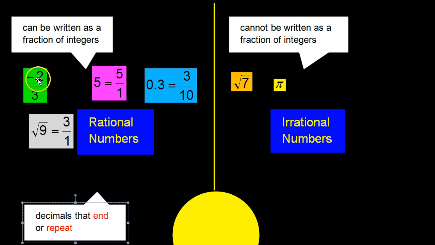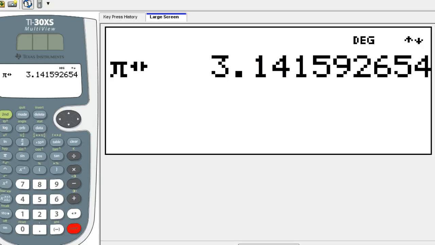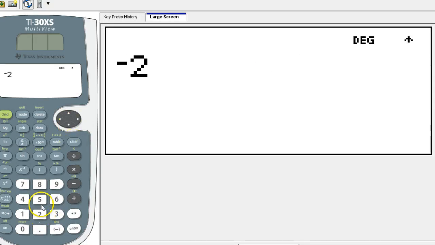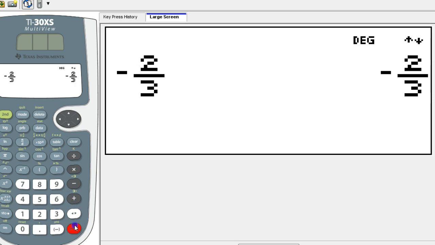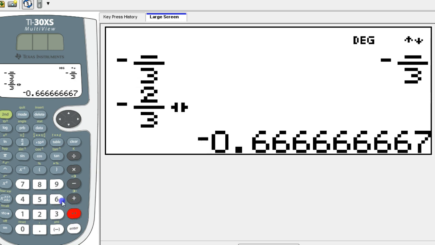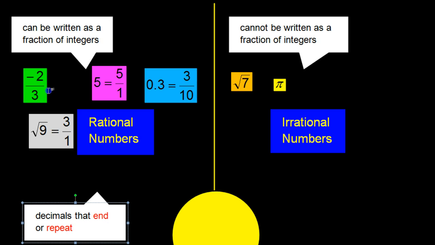What about the fraction negative 2/3? If we look at negative 2/3 in the calculator, let's toggle it so we can see it as a decimal. You can see that it is negative 0.6666666, and here the calculator rounded the last digit to a 7, but really it continues 0.666 forever. So this is 0.6 repeating. Okay, so this fraction is a decimal that repeats. So any decimal that either ends or repeats can be written as a fraction of integers and therefore is rational.